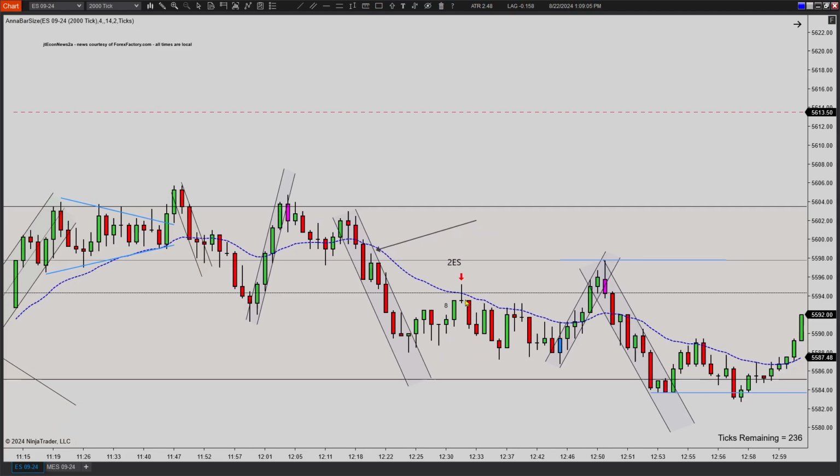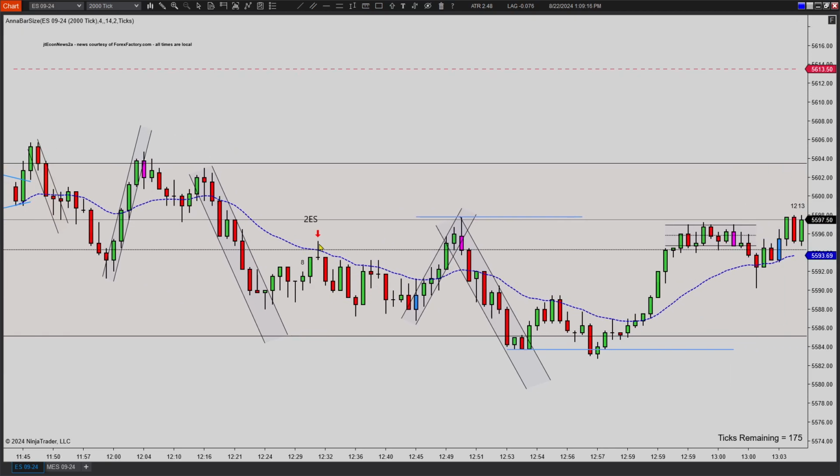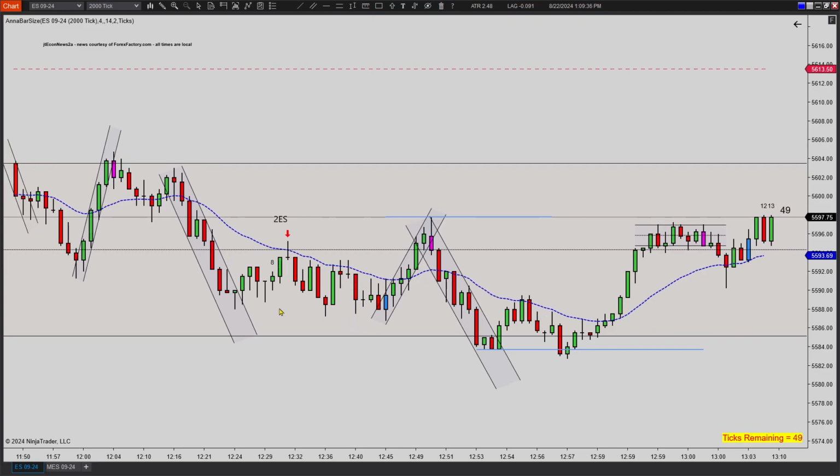So textbook second entry short there, with plenty of room all the way down to the swing lows, as we can see. So you could go for more if you want, but then you get another first entry, second entry long, and it's a failure. This is pretty decent for this doji bar here, and you have a movement down to the swing low as well. This is a little sideways for me, but you can just see the context.